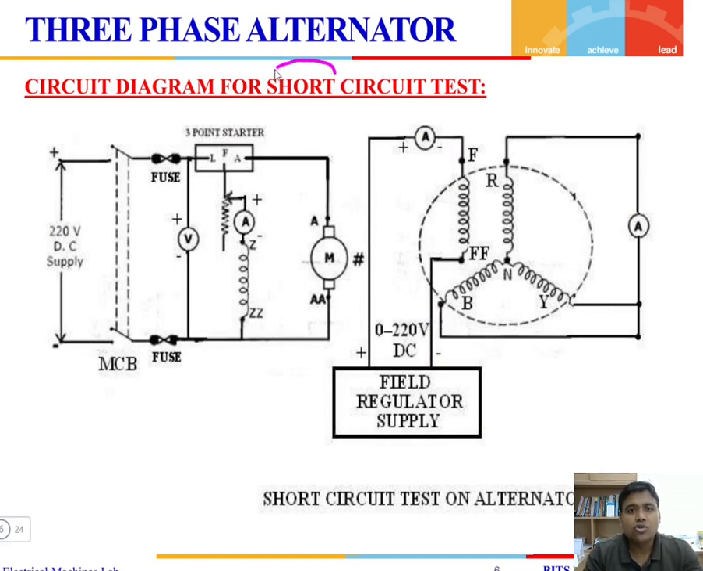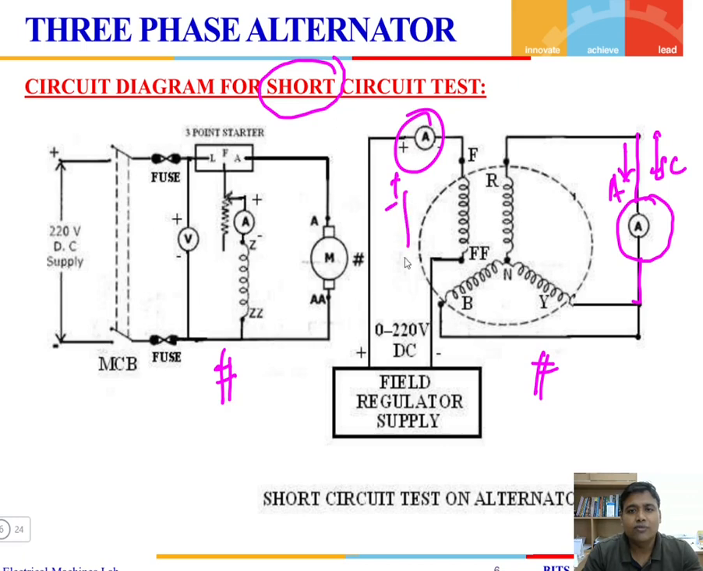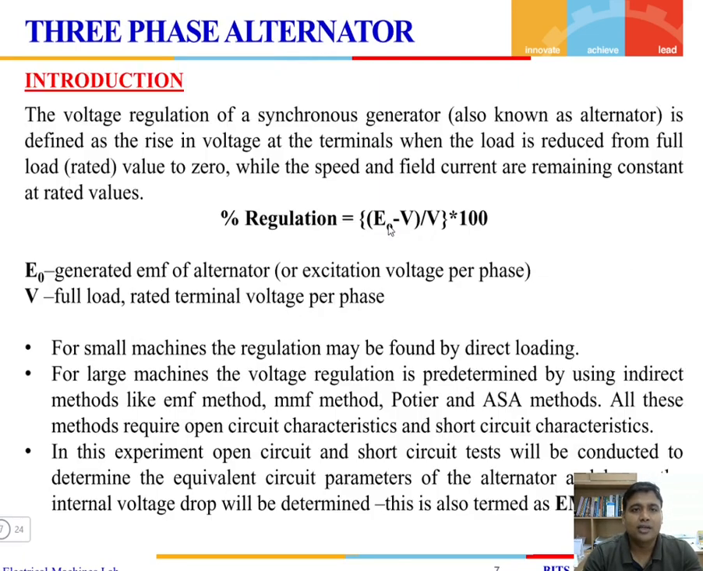Whereas in the short circuit test, the DC side remains the same, whereas on the alternator side, instead of the voltmeter, we will be connecting an ammeter to indicate that this is a short circuit and a current is flowing here. So we will have a short circuit current flowing across the two terminals of the alternator, and this ammeter is going to measure it, while the field current is measured as usual. So this is the short circuit test circuit diagram.